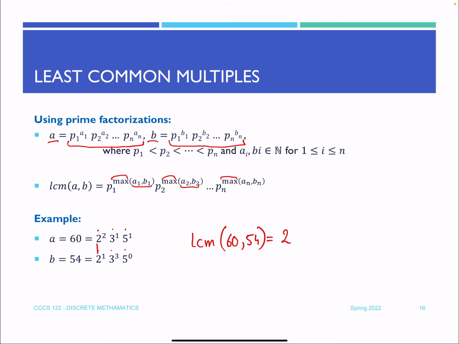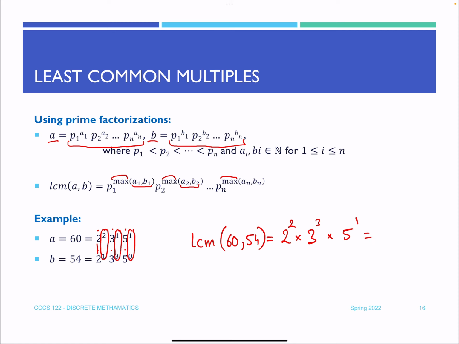for 2, out of 2 and 1, the larger exponent is 2. For 3, we have 2 exponents, 1 and 3. The larger one is 3. And for 5, we've got exponents 1 and 0, and the larger one is 1. Pick that.